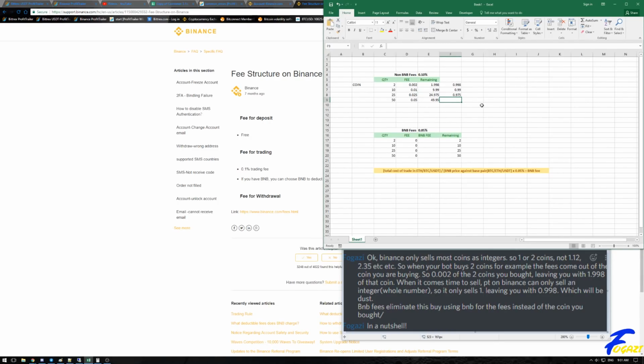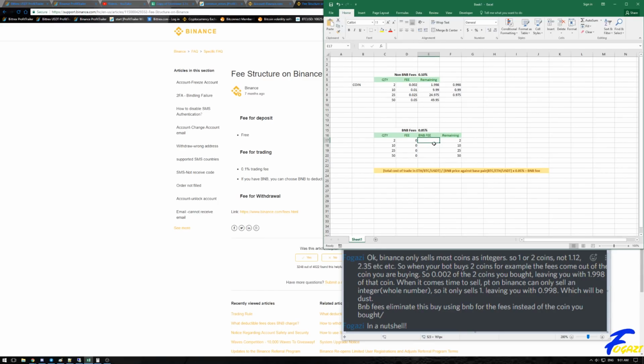Alright, so how do we eliminate this? We enable BNB fees and we disable trading with BNB. So we'll cover some of that. BNB fees obviously reduce it by 50%, so we're now paying only 0.05%. And instead of paying out of the coin we're buying, so we're not paying 0.002 out of that coin now, it's getting paid with BNB.